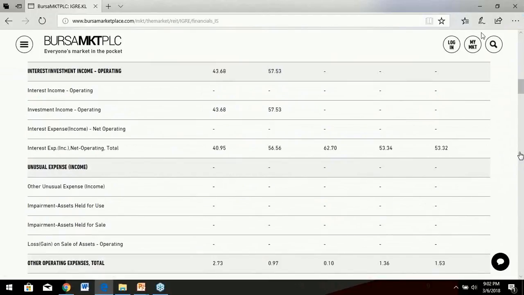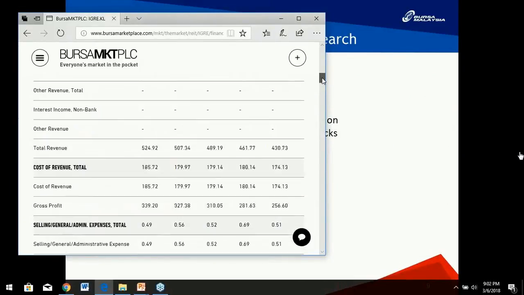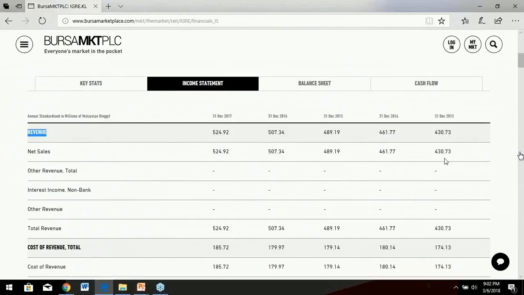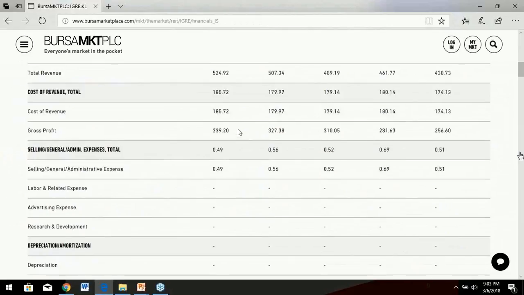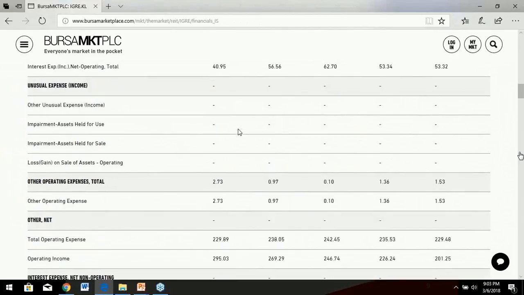Sorry about that. Okay, so revenue. As you can see, we have the figures from 2013, 14, 15, 16, and 17. So it's the past 5 years' figures. These figures are standardized in millions of ringgit Malaysia, which means IGB REIT made 430 million ringgit in the year 2013, 461 million in 2014, 489 in 2015, 507 in 2016, and 525 in 2017. So if you see that this is a growing trend, congratulations, you have passed criteria number 2. Now let's move on to criteria number 3, which is profits.